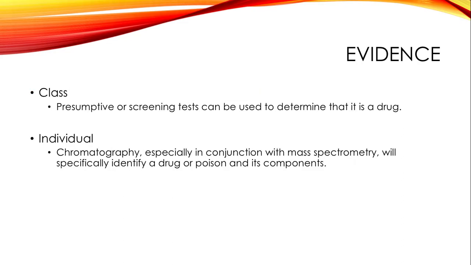So speaking of those tests, we can go back to our different types of evidence. A presumptive or a screening test would be class evidence. It can be used to determine that it is a drug and maybe identify the drug, but then we need an individual evidence like chromatography or mass spectrometry to specifically identify the drug or the poison and its components.